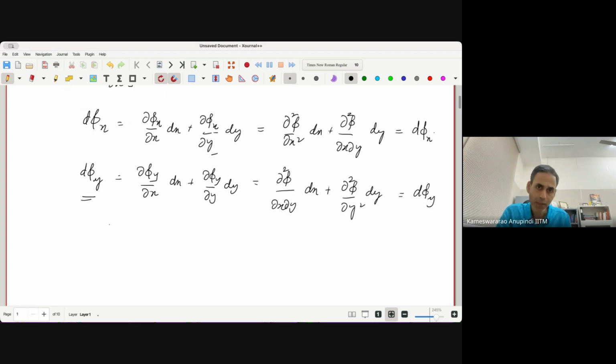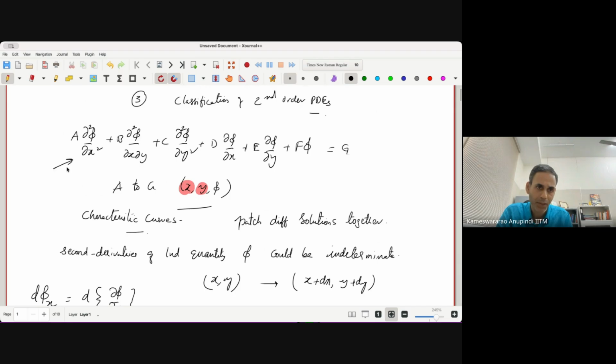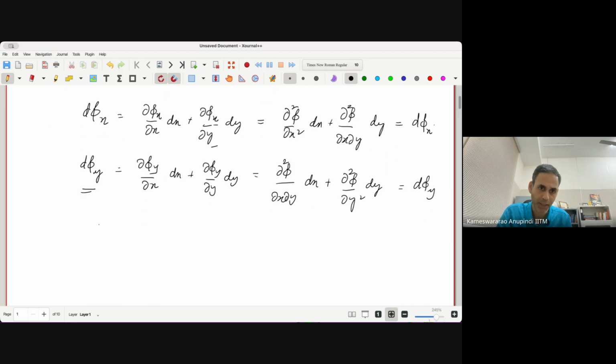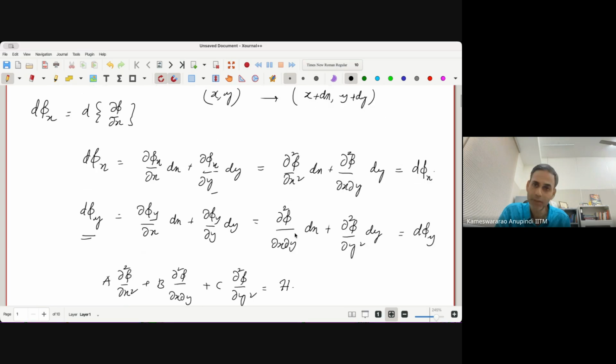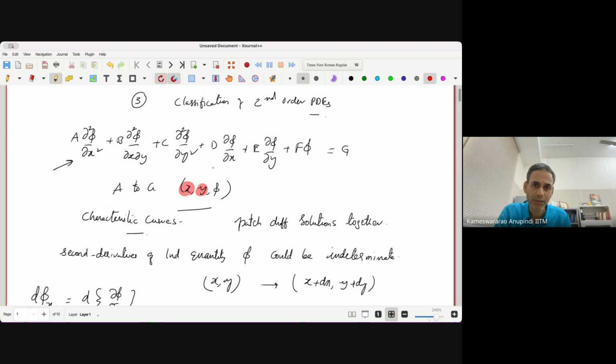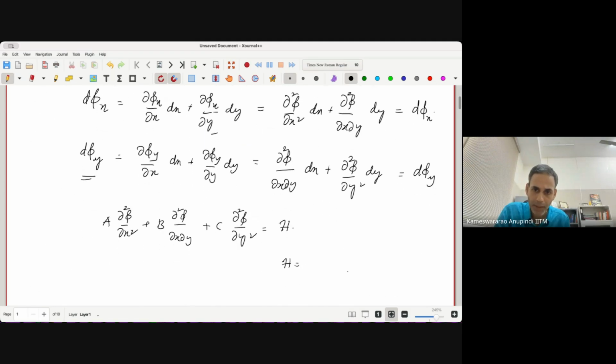Then essentially we said, okay, I want to recast this equation in a slightly different way. To be consistent with these equations, we wrote this as a times ∂²φ/∂x² plus b times ∂²φ/∂x∂y plus c times ∂²φ/∂y² equals h, where h is nothing but everything that is sent to the right hand side except for the first three terms. That means all the last three terms are sent to the right hand side. That is essentially g minus d times ∂φ/∂x, e times ∂φ/∂y, plus f times φ. Okay, that's what we have.